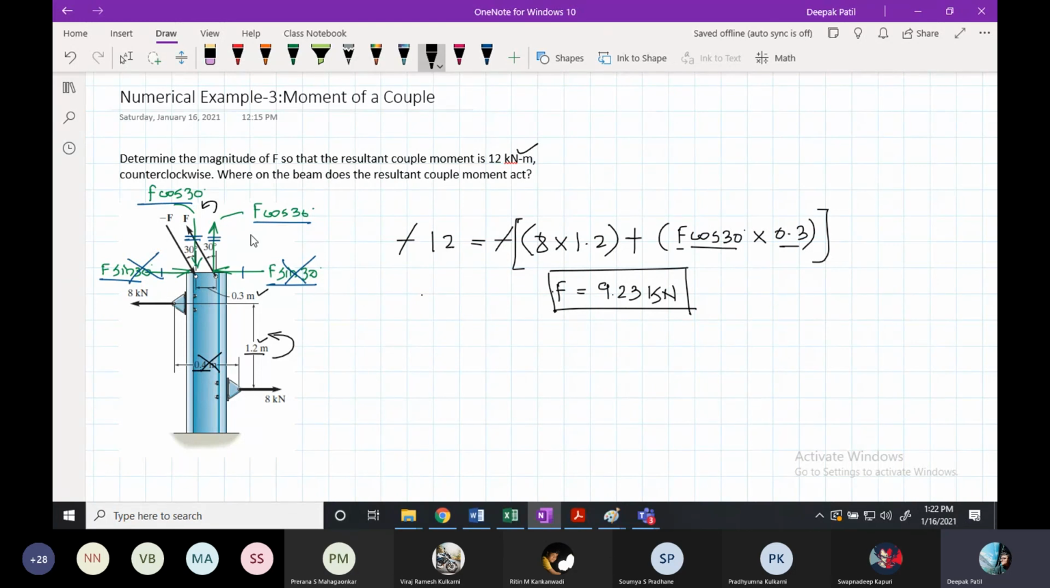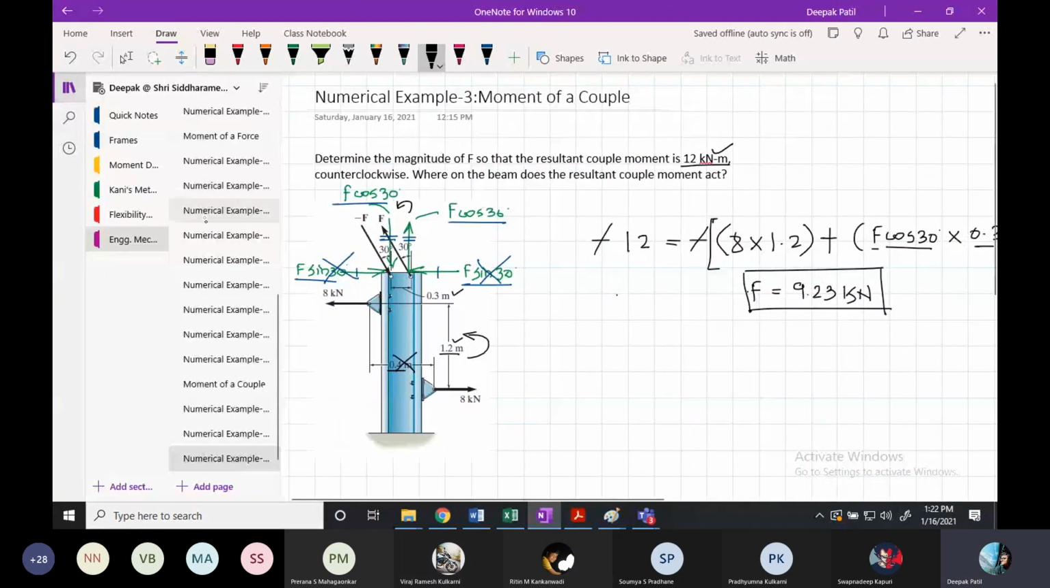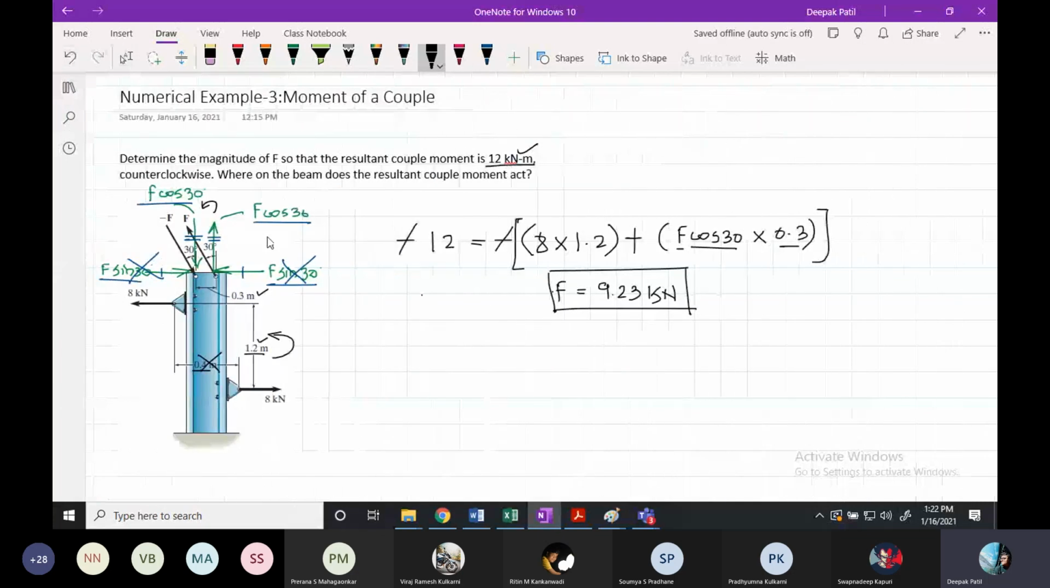So if you apply an F equal to 9.23 kilonewtons in this direction, the net moment of the couple formed by all these forces will be equal to 12 kilonewton meter. That is the meaning of that. Is that okay, students? Have you understood this part? Yes, sir. So these are a few of the examples which I wanted to convey to you on moment of a couple. So from next class onwards, I'm going to, just wait a minute.